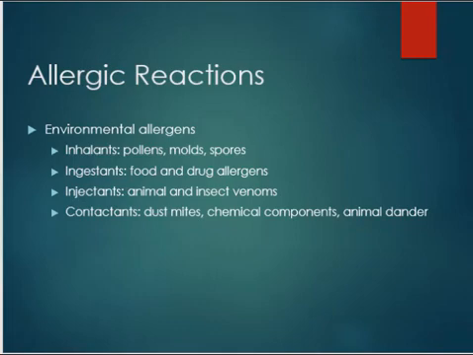The slide lists different types of environmental allergens, and these can include inhalants, like your pollens and your molds, and things that you might ingest, food or drugs, things that might be injected into you, such as an animal bite or an insect bite, and then contact things such as dust mites, chemicals, animal dander.